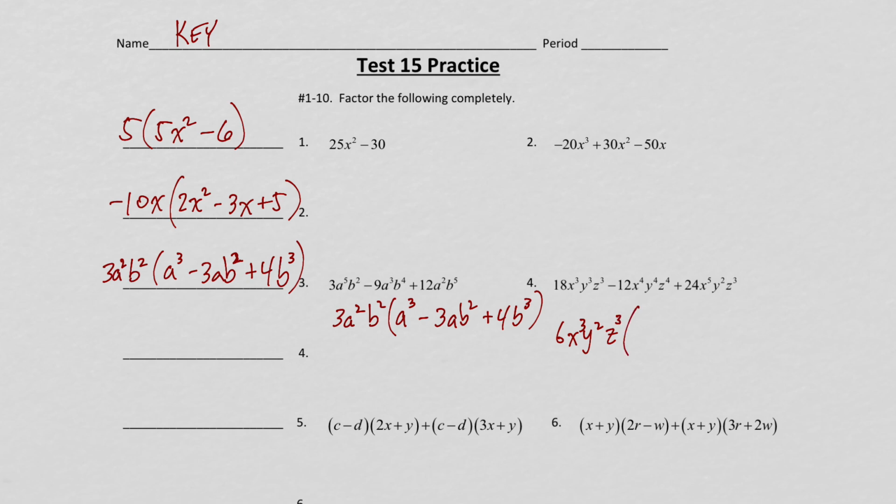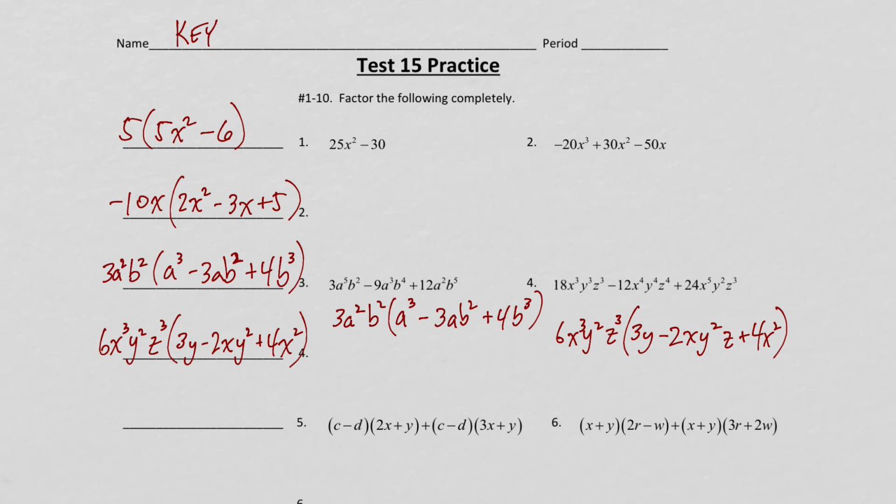And that's going to leave us with a 3y minus 2xy squared z plus 4x squared, and that's it. I'm missing a z there.